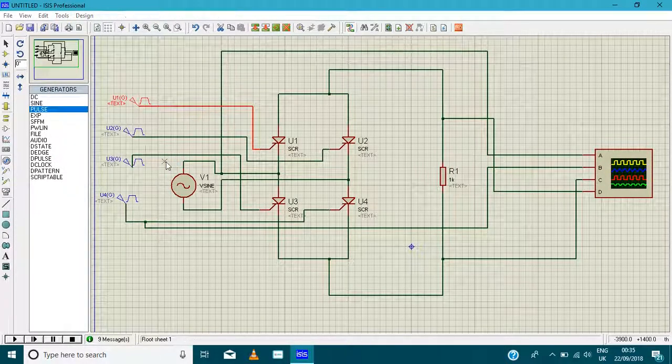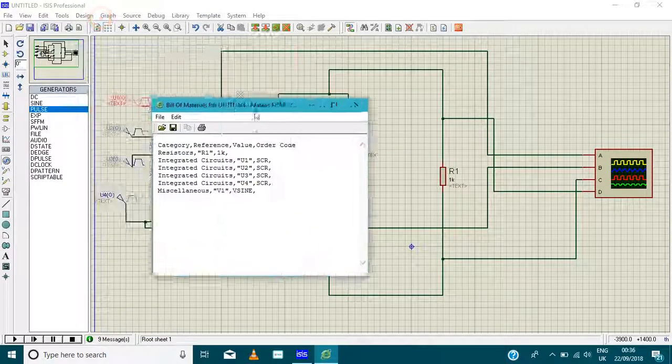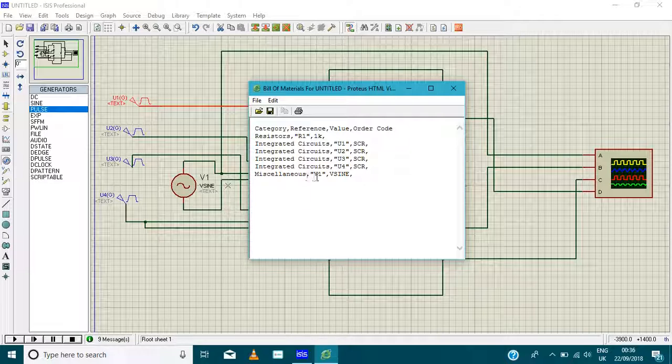And again, one day we have checked the bill of materials. So this is the bill of materials. Okay, resistor, integrated circuit, SCR 4, and one V1. So whatever we have used as a component is here.